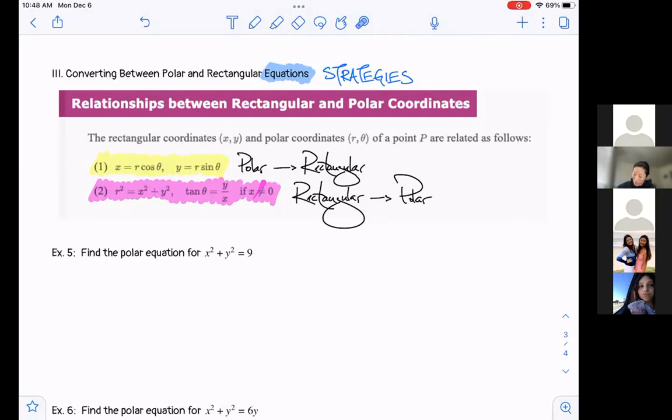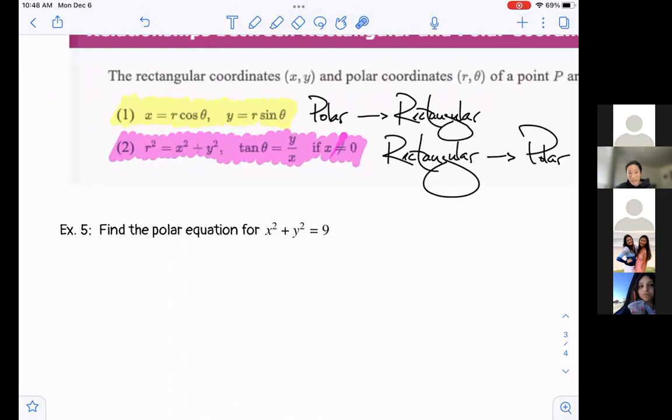And so for example 5, we have a rectangular equation, and we're trying to find the polar equation that is the same thing. Based off of what we have up here, first of all, do we want to use the yellow set of equations or the pink set of equations? And what tells us that we want to use the pink set of equations? I would agree. Yeah, exactly, that we're looking for the word polar. So if we want to find the polar equation, we want to choose the equation that ends in polar. It spits out a polar equation.